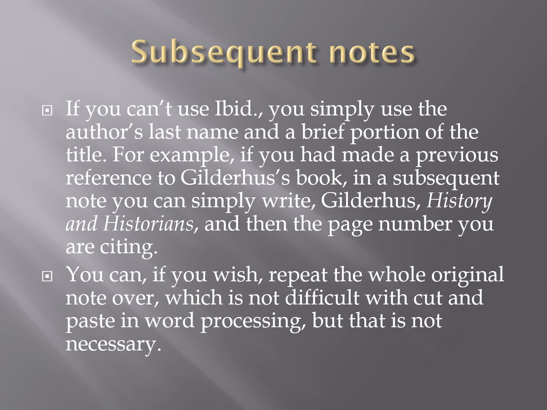So if you'd cited Gilderhus's book once, then you have some other notes to other books, but you want to go back to Gilderhus, the note has a new number, but you can just put the last name, Gilderhus, and then a brief portion of the title, and then the page number you're citing. You can, if you wish, repeat the whole original note, which is not that hard to do with cut and paste word processing, but it is not necessary.